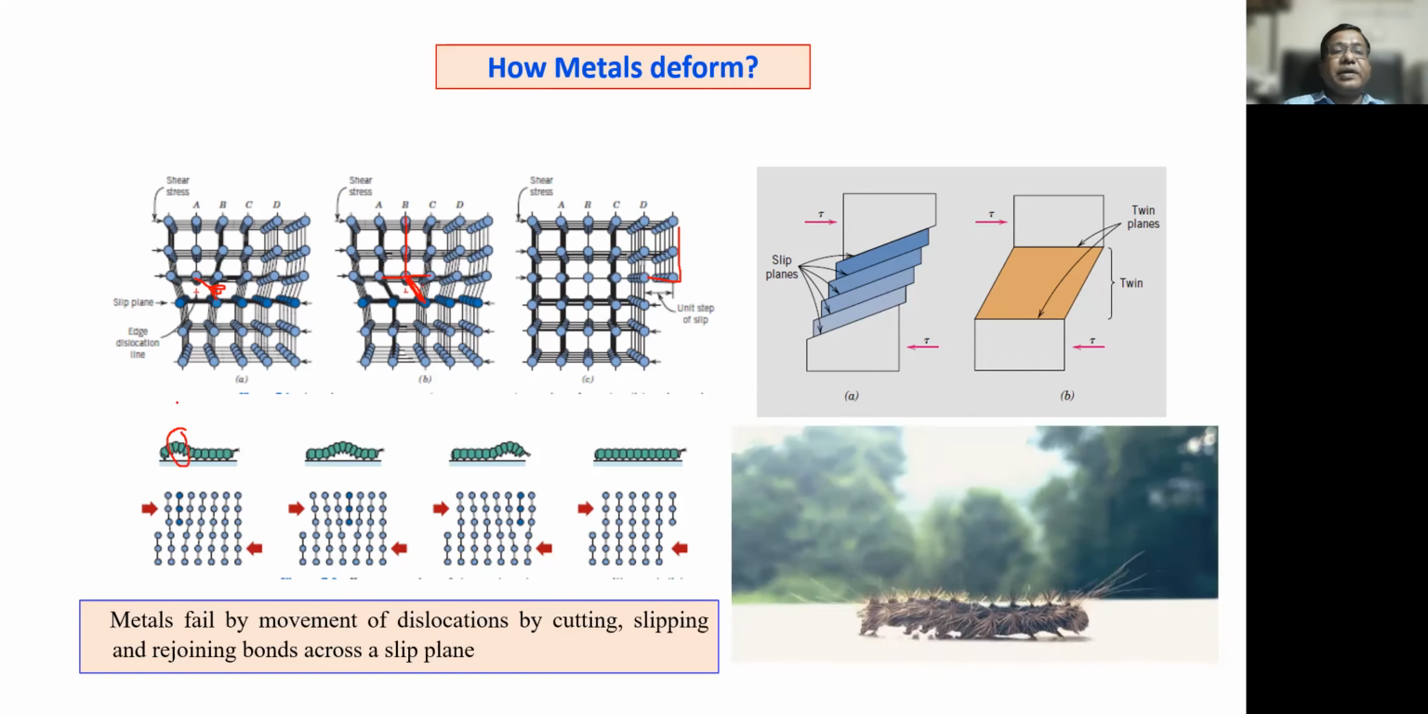So metals deform in a slip plane, along a slip direction across the slip plane. This is one of the mechanisms, slip, and another is twin. So this is how metals deform, and this is the specialty of metals that is making metals more useful than other materials like ceramics or plastics or composites.